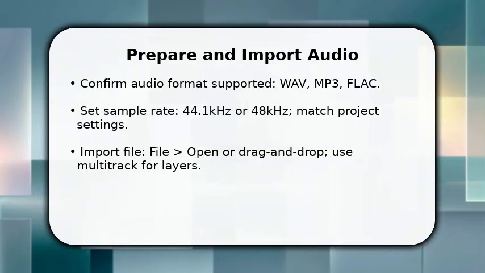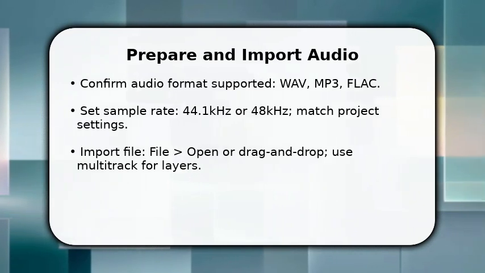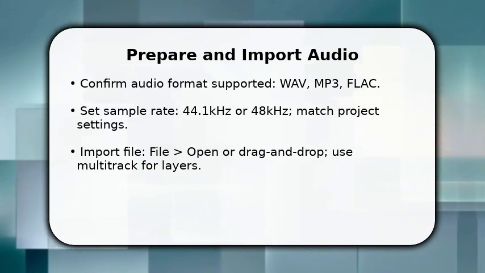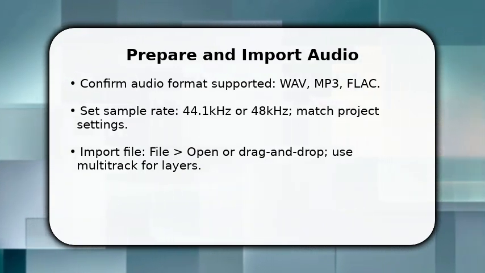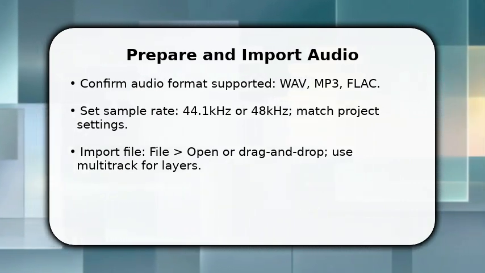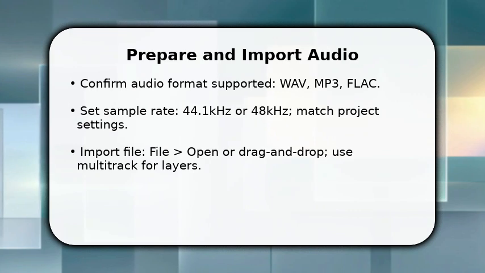You start by getting the file into Goldwave and matching key settings so edits are predictable. First, open or drag the audio into the workspace. Make sure sample rate and bit depth match your target. Once loaded, scan for noise and silences using the waveform display so you know where to trim.